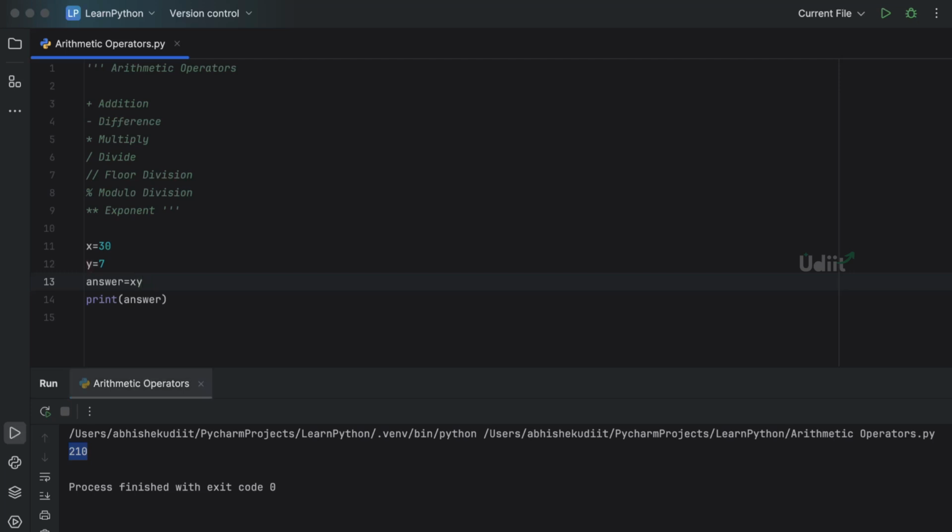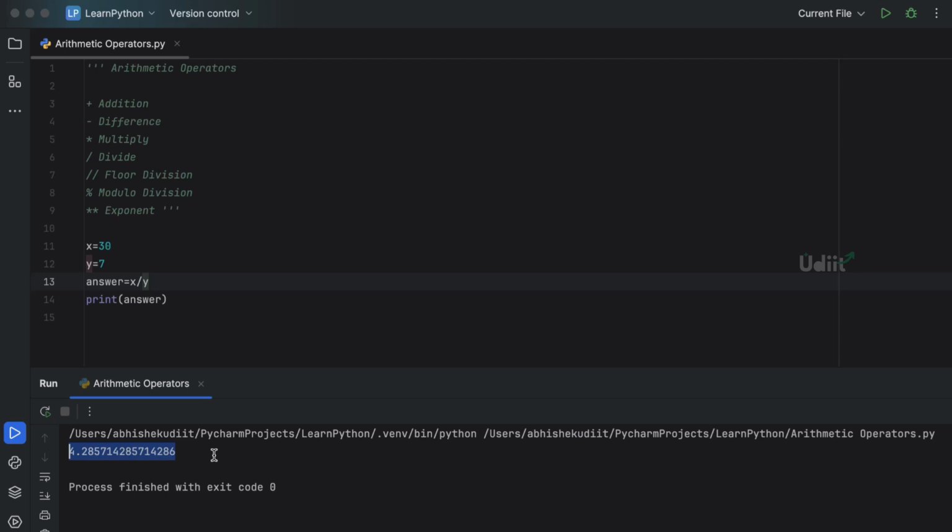Next, let me do the division. I'll run. I'm getting the output as 4.28571 and so on. So this is the output. So always remember, whenever we are going to do the division, the output will be in float. Even if it's going to be a perfect division, the output will be in float.